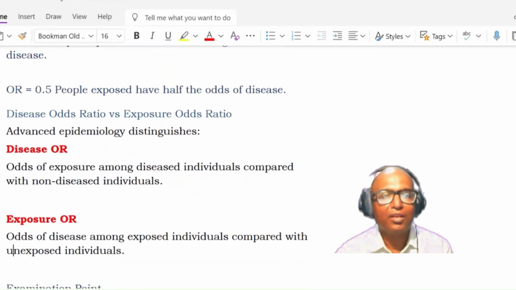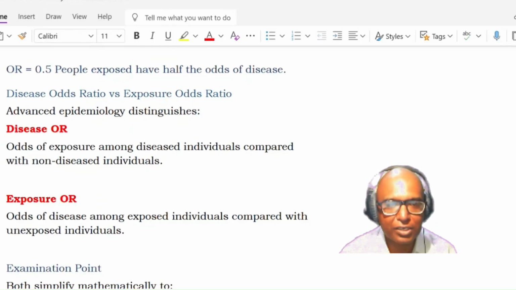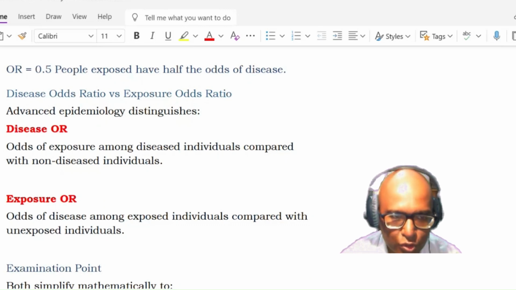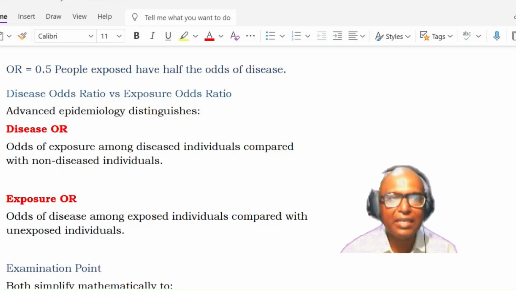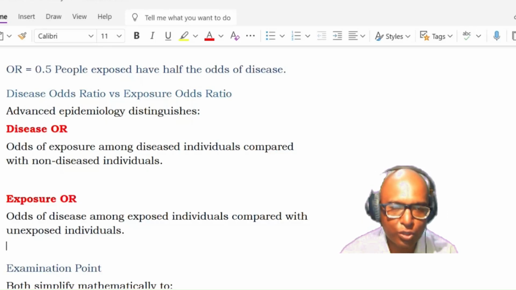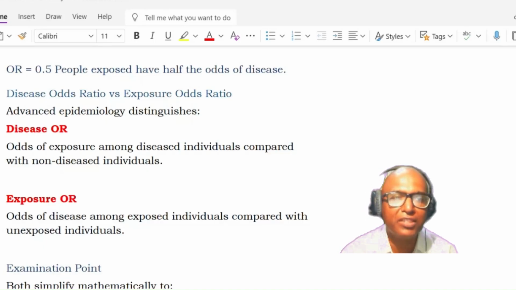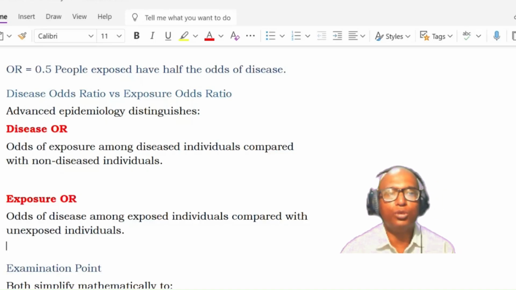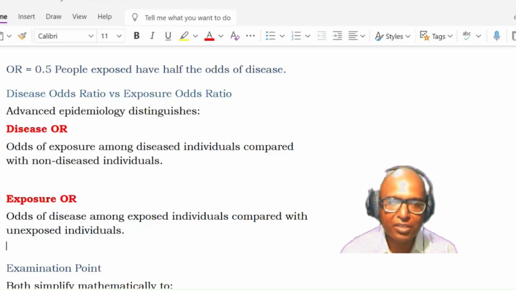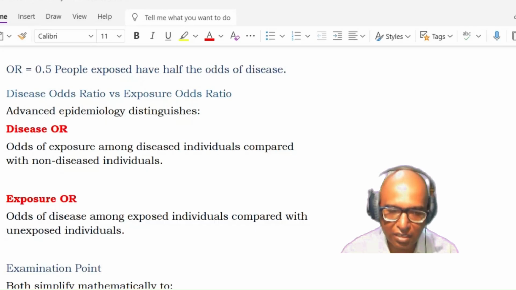Okay, so now disease odds ratio versus exposure odds ratio. These are two different concepts: the disease odds ratio and the exposure odds ratio. Now, what is the meaning of the disease odds ratio? It is the odds of exposure among the diseased individuals compared with the non-diseased individuals. Here we are taking the disease population and finding the odds of exposure among the diseased compared with the non-diseased individuals.